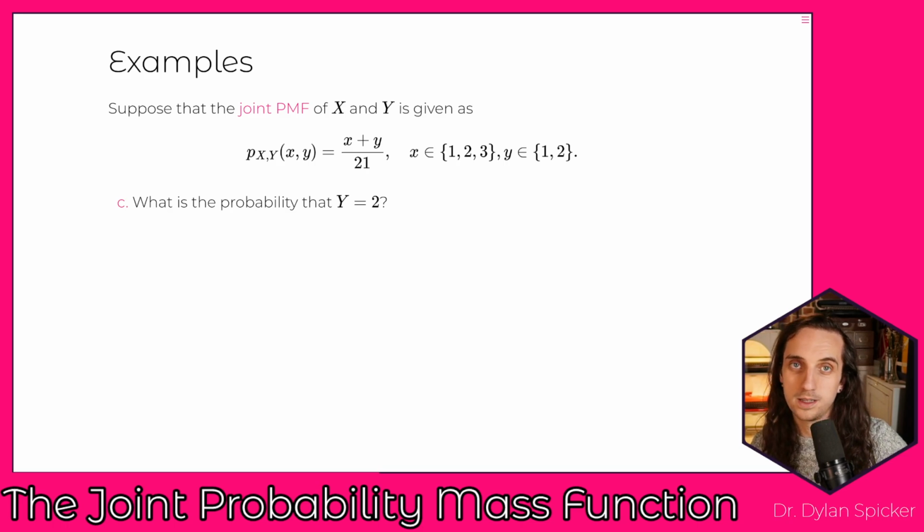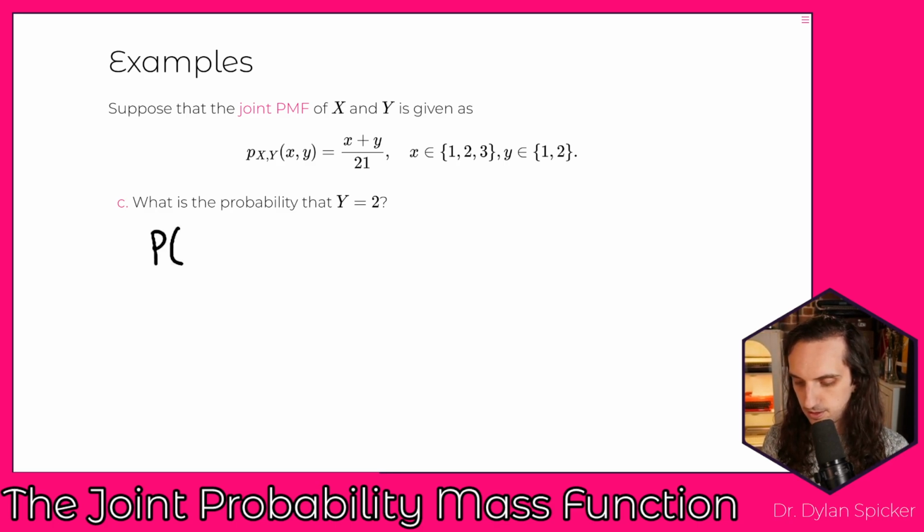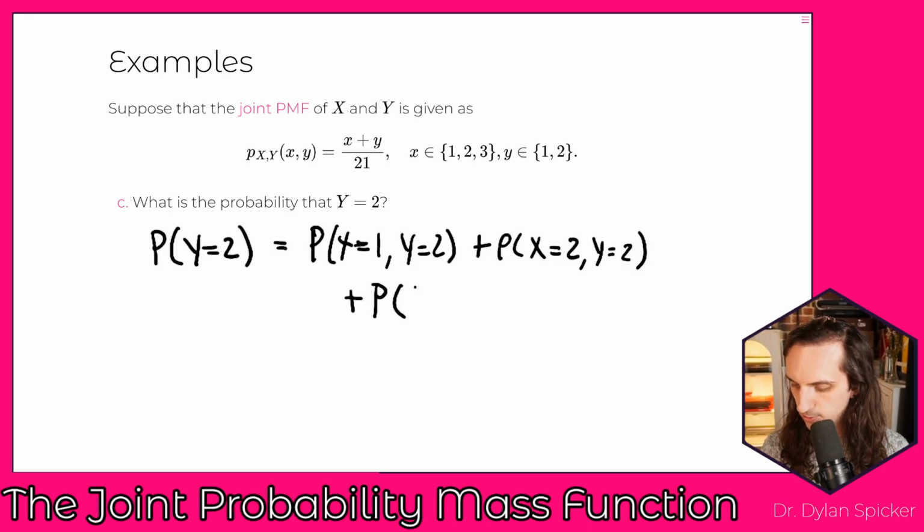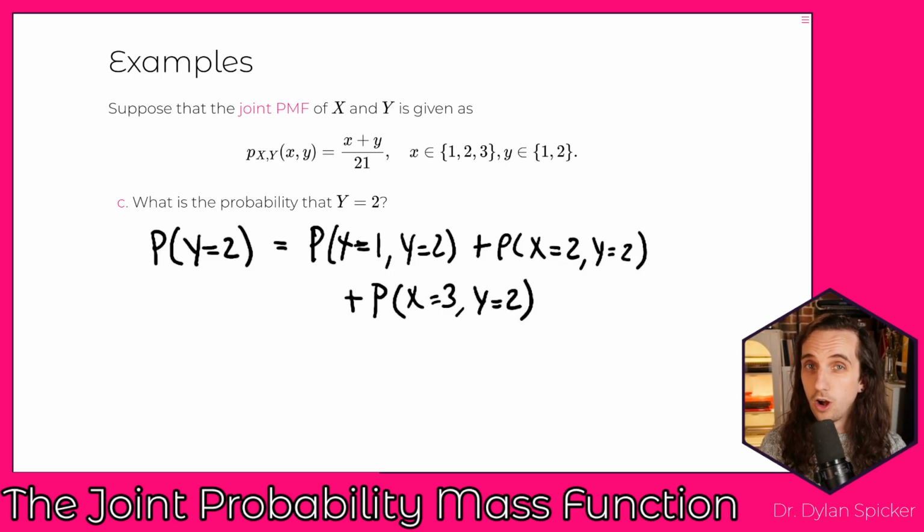Part C, what is the probability that y is equal to 2? If we want the probability that y is equal to 2, we can think about this through the law of total probability. This is going to be equal to the probability that x is equal to 1 and y is equal to 2, plus the probability that x is equal to 2 and y is equal to 2, plus the probability that x is equal to 3 and y is equal to 2. This works because those are all of the possible ways that y can be equal to 2. Either y is 2 when x is 1, 2, or 3.